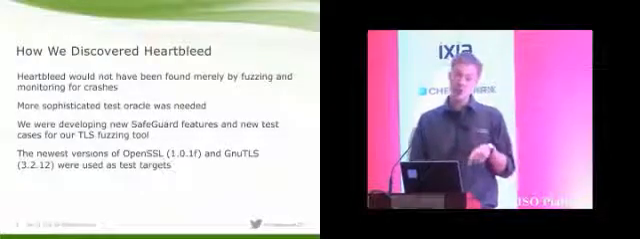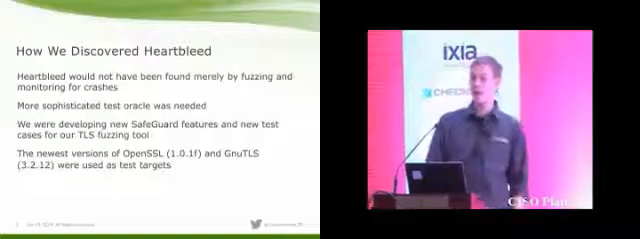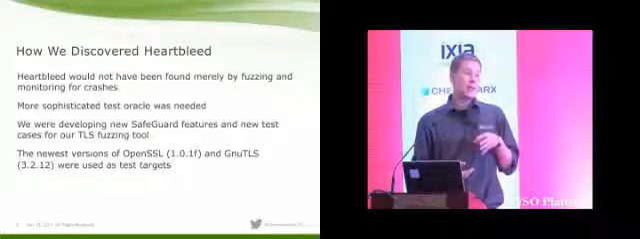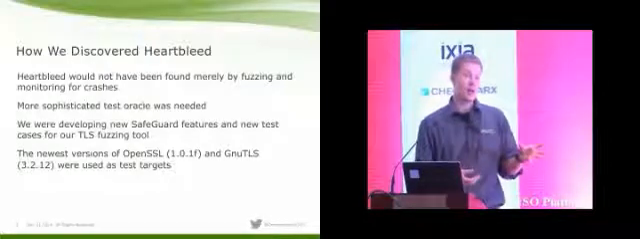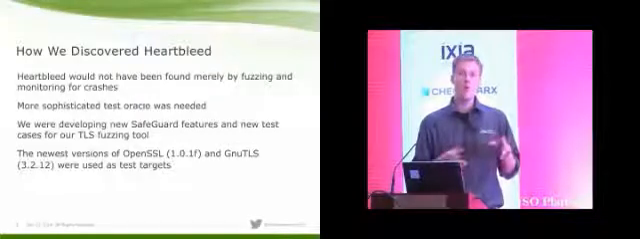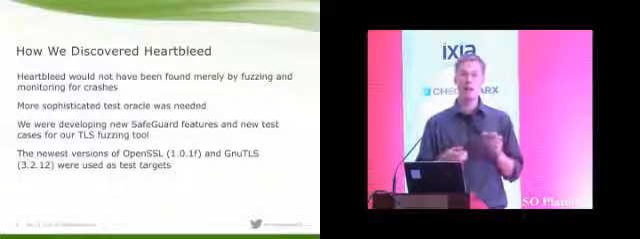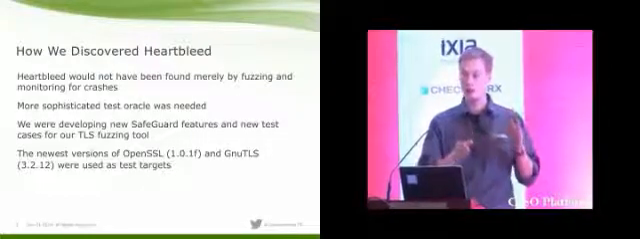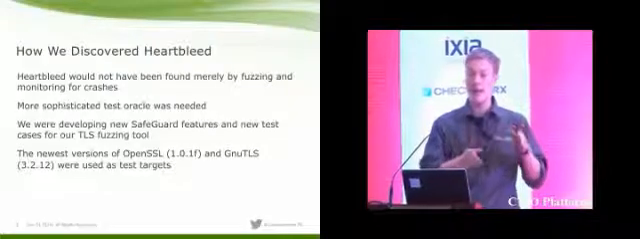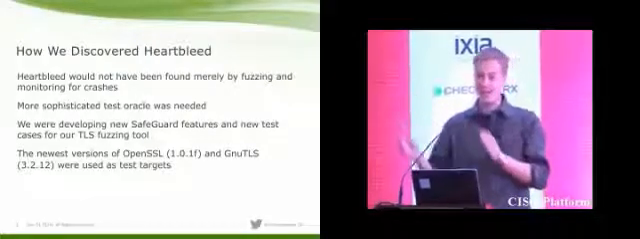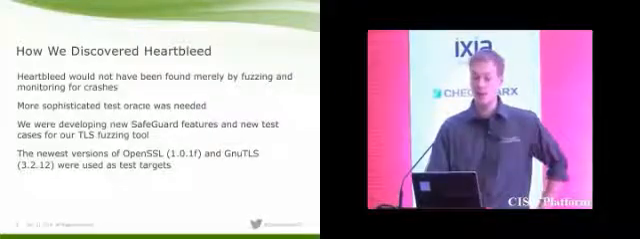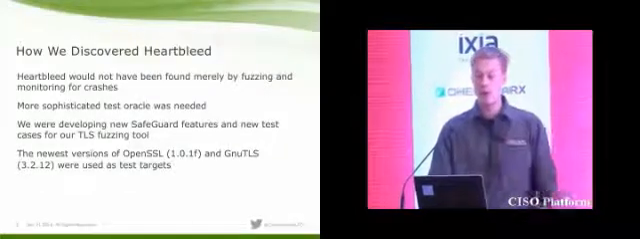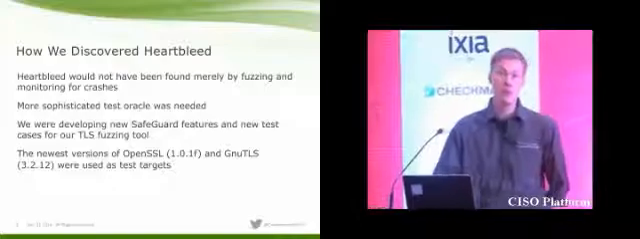What's interesting to notice is that Heartbleed wouldn't have been found merely by fuzzing, because usually when you are fuzzing, you are monitoring for crashes in the target system. But Heartbleed was more subtle because OpenSSL handles the heap in quite a peculiar way. They have this gotcha between the heap and OpenSSL. So it didn't actually cause a crash. What we needed was a more sophisticated test oracle that could recognize Heartbleed.